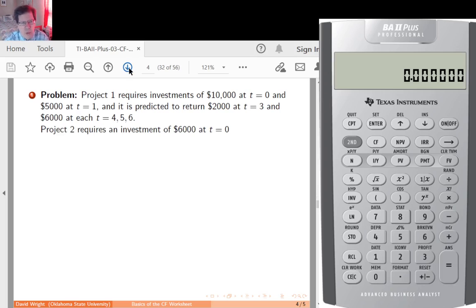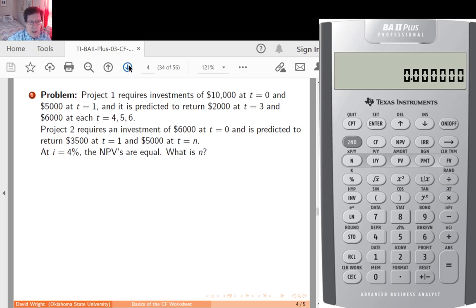Okay. So project 2 requires an investment of $6,000 at time 0, and it will return $3,500 according to forecasts at time 1 and $5,000 at time n. At 4% interest, the net present values of both projects are equal. And that's enough to give you a condition to tell you what is n. So that's what the problem is. Figure out what n is.